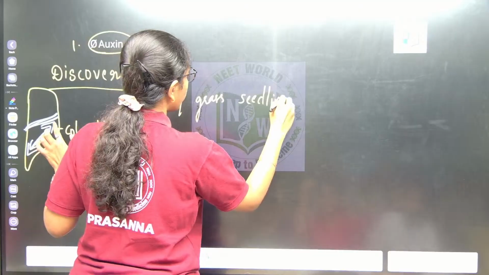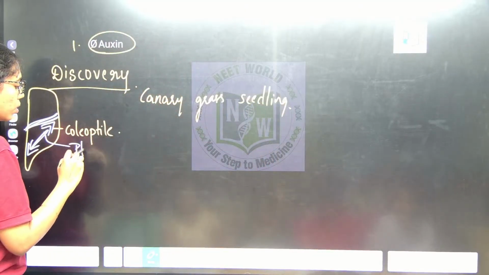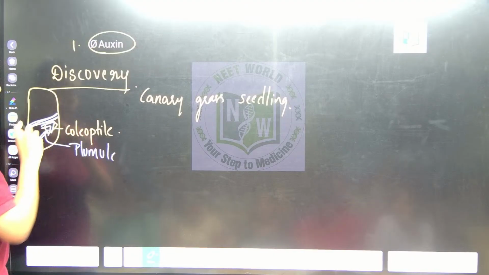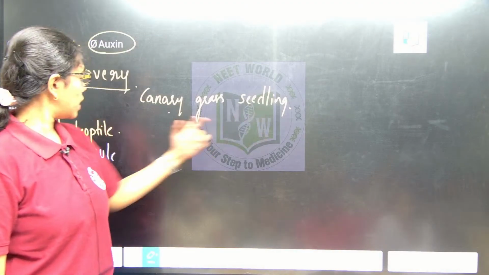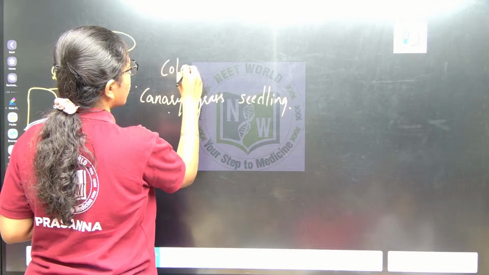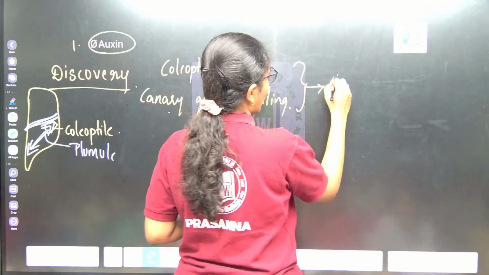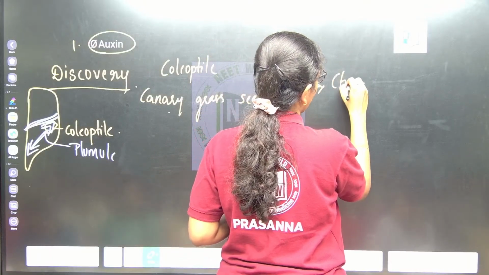What is a coleoptile? The extra sheath which is covering the plumule, the small region above the plumule. Got it? So, in canary grass seedlings, the coleoptile is taken. First, it was discovered by whom? Charles Darwin and his son Francis Darwin.